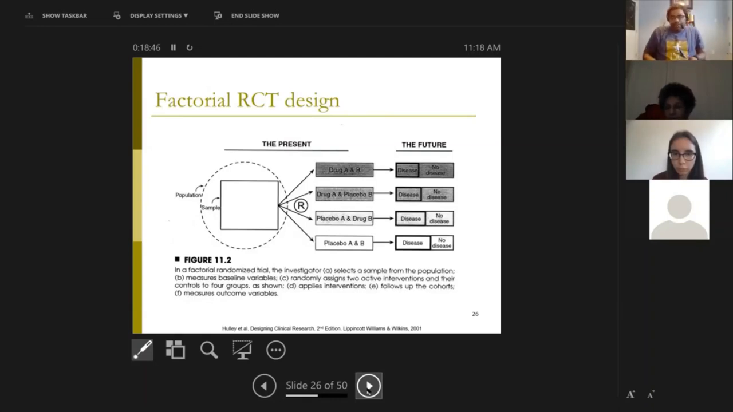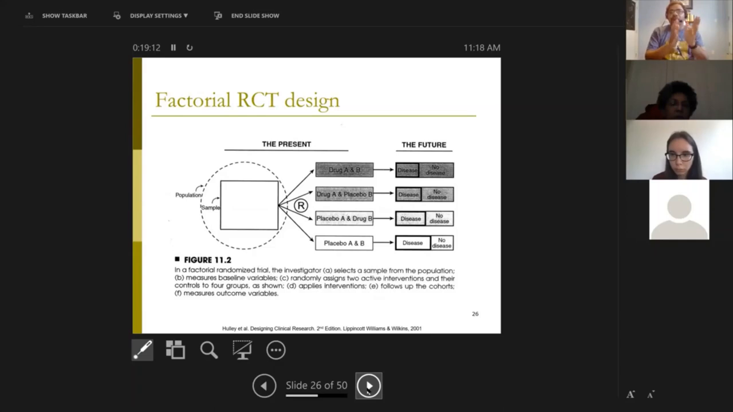Factorial RCT is a very interesting, fascinating design, right? Now, remember the Solidarity trial I already spoke about had four arms, right? Chloroquine, remdesivir, lopinavir, ritonavir, and so on and so forth, right? When you have multiple possible permutations and combinations of a treatment, do you want to do pairwise trials and then have the headache of figuring out which is better than which?